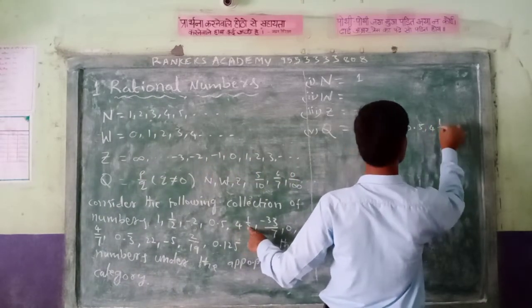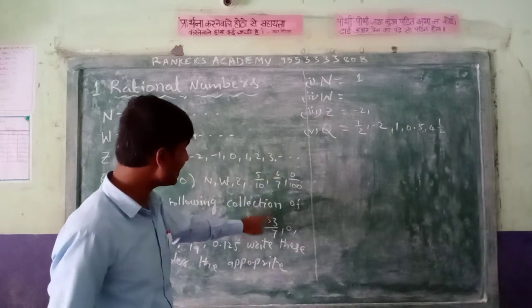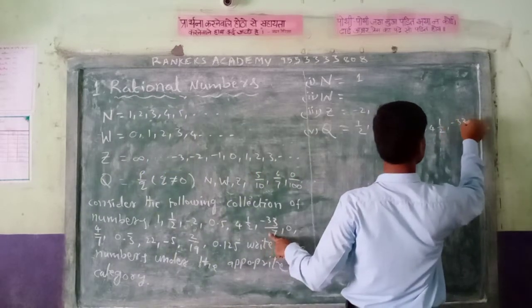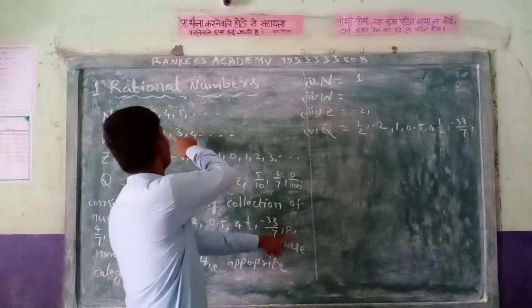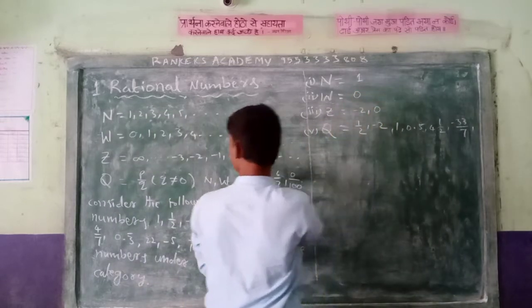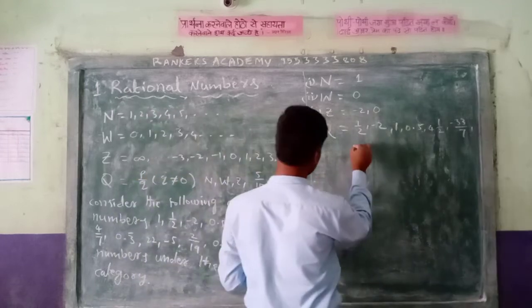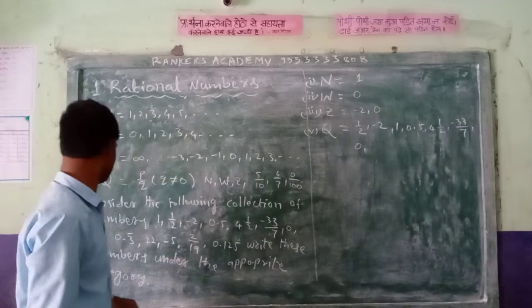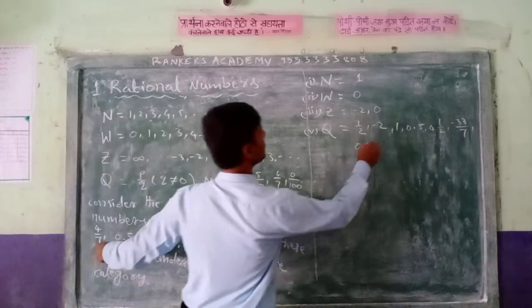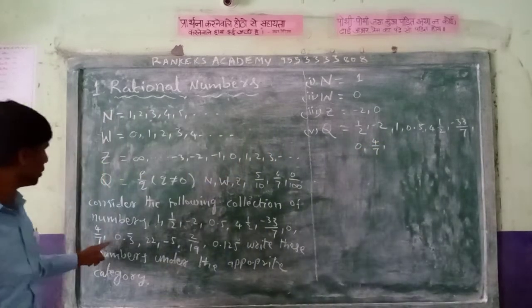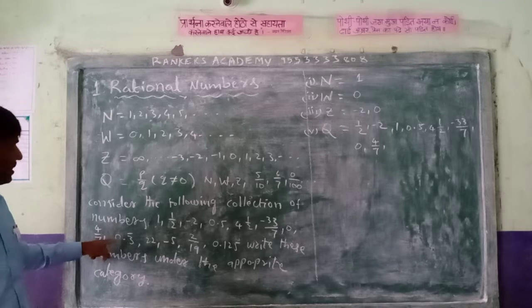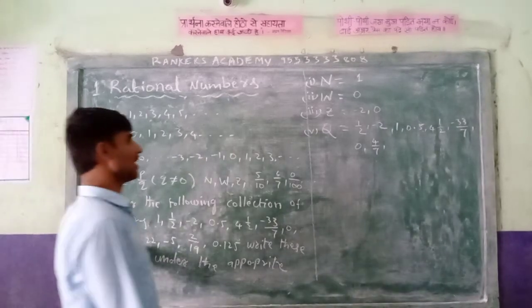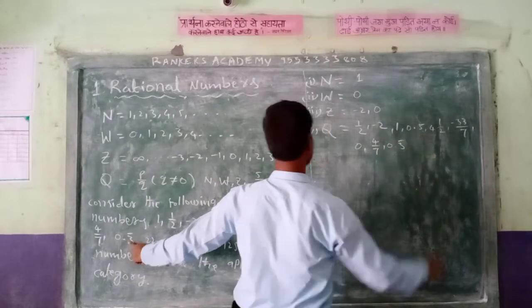Next, minus 33 by 7 is also a rational number. 0 is a whole number, so we can write 0 here. We can write it under integers also, and under rational numbers also. Next, 4 by 7 is a rational number. 0.3 bar means 0.3333, a non-terminating recurring decimal, so we can write 0.3 bar as a rational number.